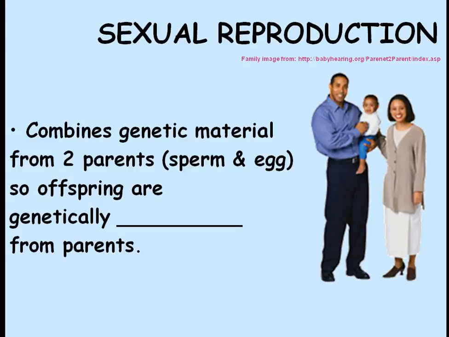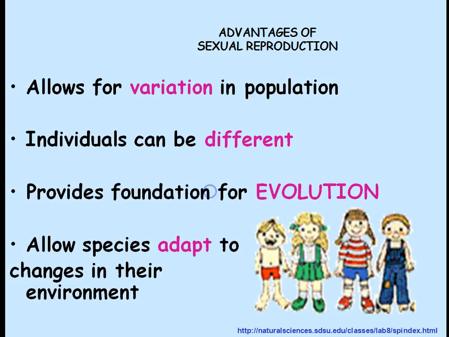Now, in sexual reproduction, when the DNA comes from both parents, the offspring are different from each other and genetically different from the parents. The advantage of sexual reproduction is that it allows for variation within a population because everyone will end up being different. If you think about everyone on the planet, think how they are all different. This provides a foundation for evolution, or organisms as a group changing over time.